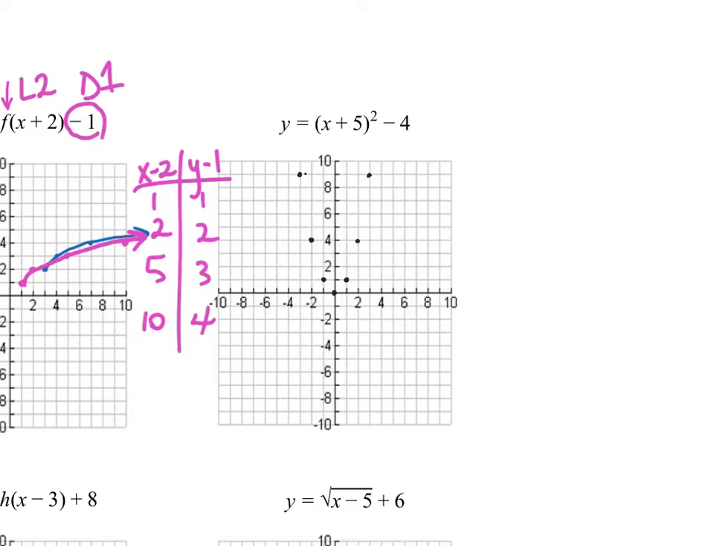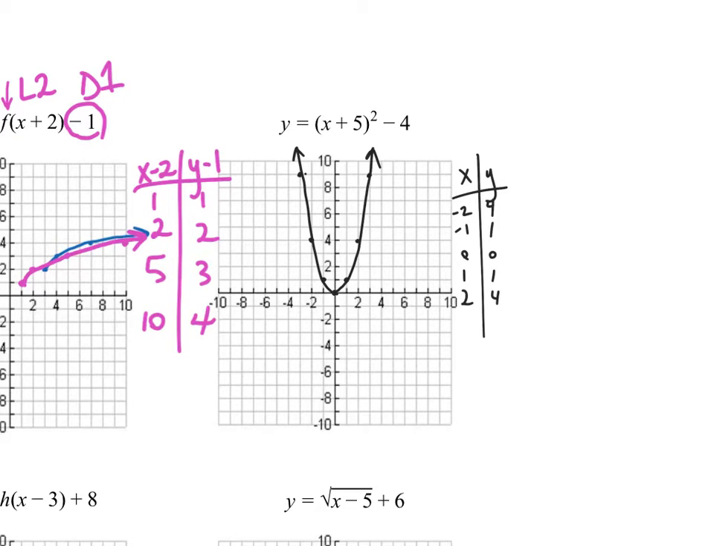Oops, I'll put it right there. Sketch it in. Beautiful. Sketch it in. Beautiful. X, Y: negative 2, negative 1, 0, 1, 2; 4, 1, 0, 1, 4. Okay, that's my parent function.